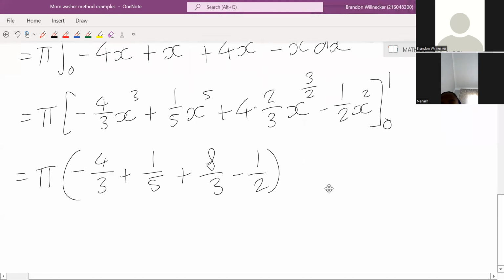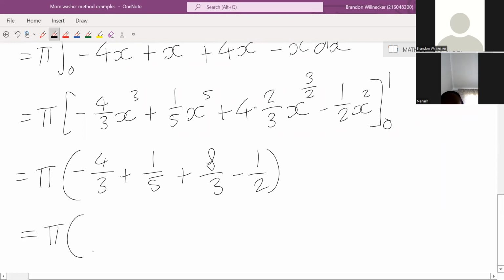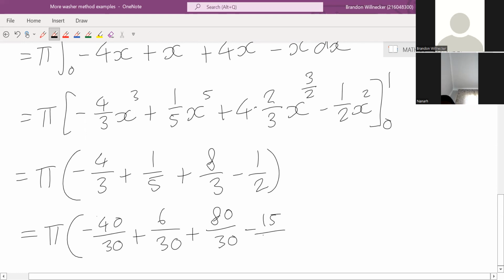Okay, so what's the common denominator for all of this? So we have 3, 5, and 2. The closest denominator we're going to get is 30. So let's write everything with denominator 30. So this is going to be minus 40 over 30, plus 6 over 30, plus 80 over 30, and then minus 15 over 30.